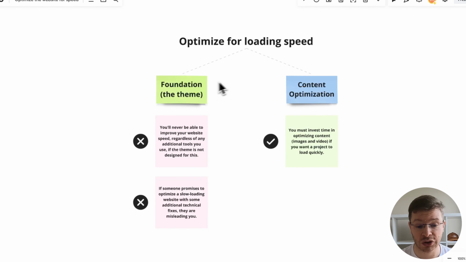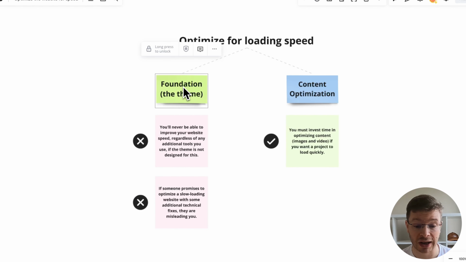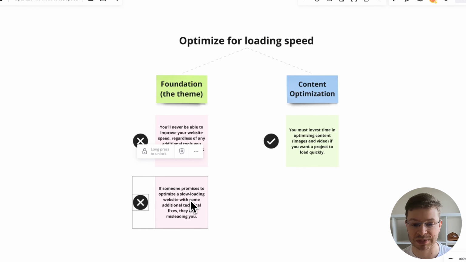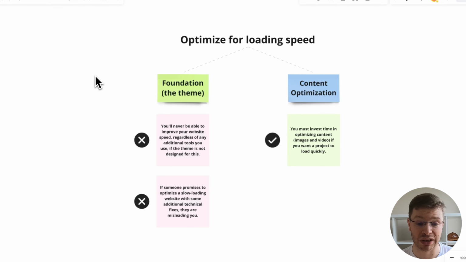So the first thing you need is the right foundation. In our case, the HubSpot theme. If your theme is not designed and developed for quick loading speed, you will never be able to improve your speed regardless of any additional tools you use. If someone promises to optimize a slow loading website with some additional technical fixes, they are most likely misleading you. Simply put, the project must be developed from the beginning to be optimized for speed.